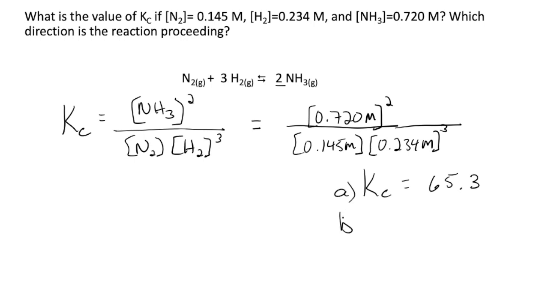And since this is greater than 1, we have more products than we have reactants, meaning that the chemical reaction will shift from the products to the reactants, proceeding to the left, or favoring the reactants.